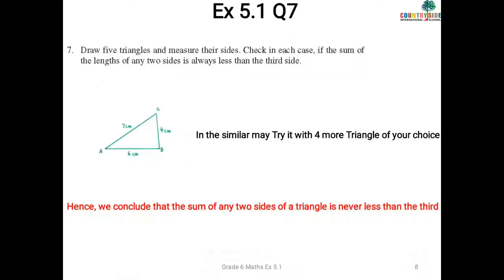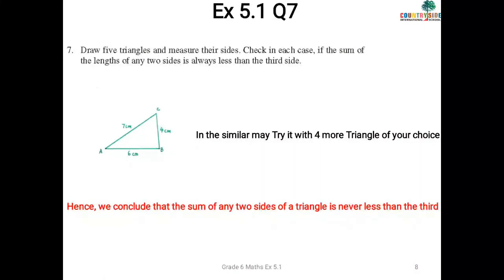So scholars, now let's solve question number 7. Question number 7 is: draw 5 triangles and measure their sides. Check in each case if the sum of the length of any two sides is always less than the third side. Okay, so here I have taken one example. A triangle is given to you in which there are 3 sides: 7 centimeter, 4 centimeter, 6 centimeter.